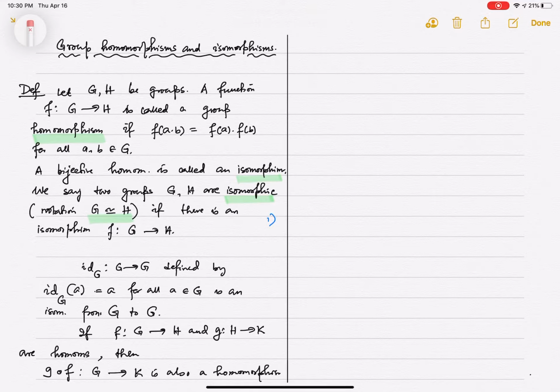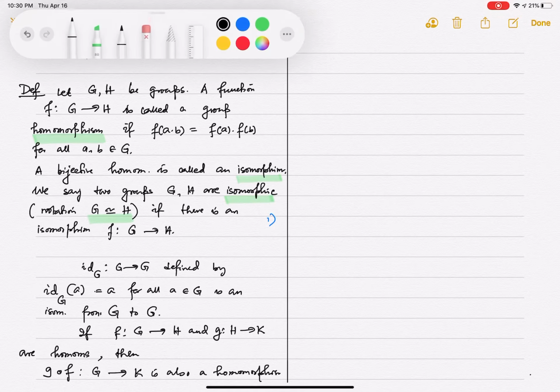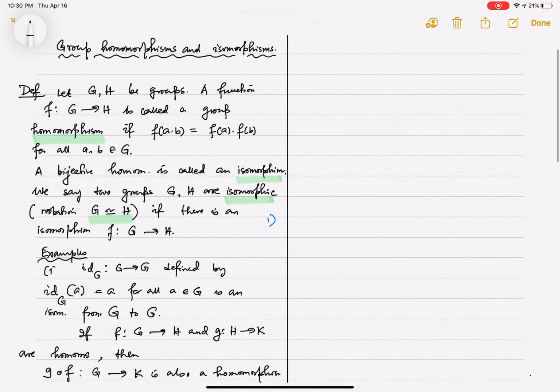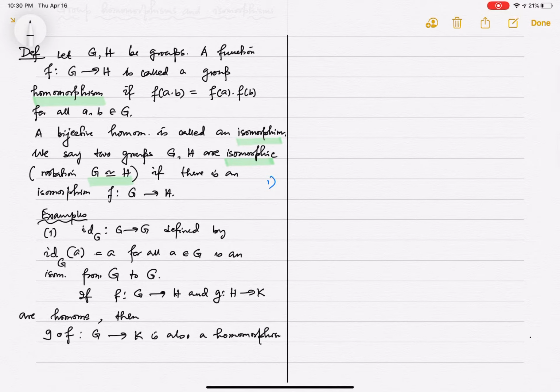Okay. And I want to give examples. Plenty of them. So we only have the most trivial kind of examples. The identity function, the function that takes a to a for all a in G, that's an isomorphism from G to G.